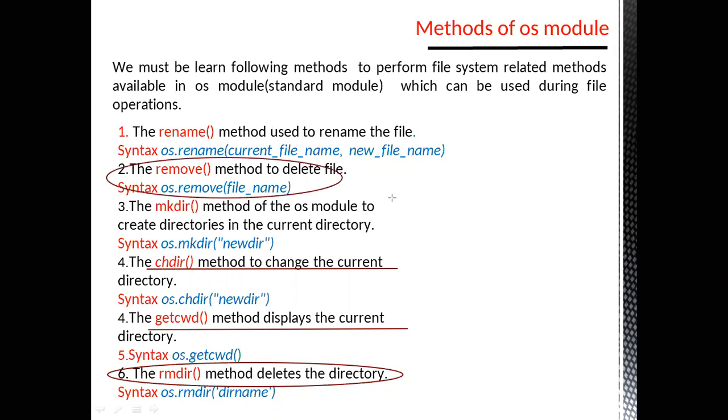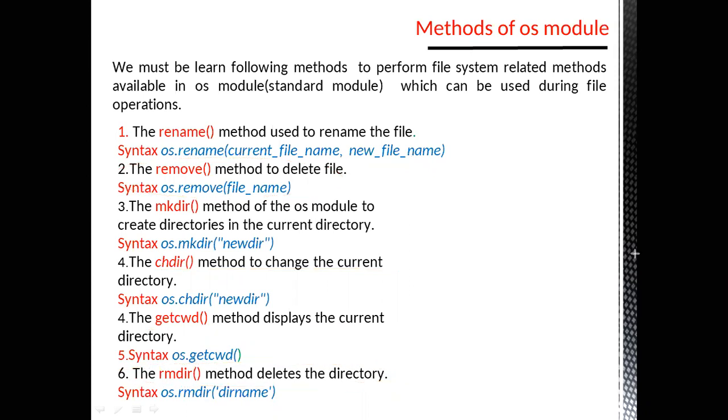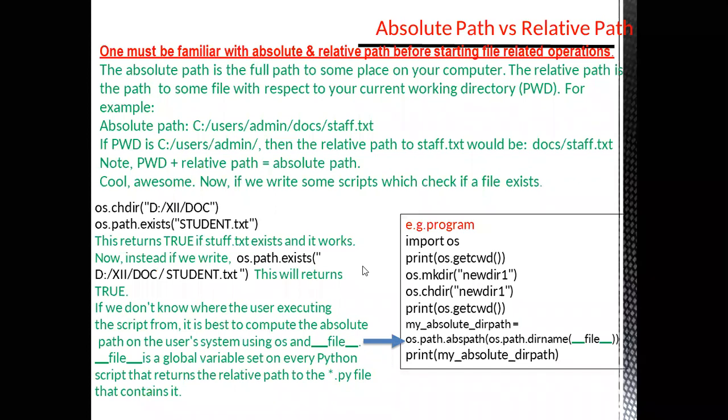Okay, these are the simple methods of the OS module, the operating system module, related to the file system. Then the very important topic, absolute path and relative path.